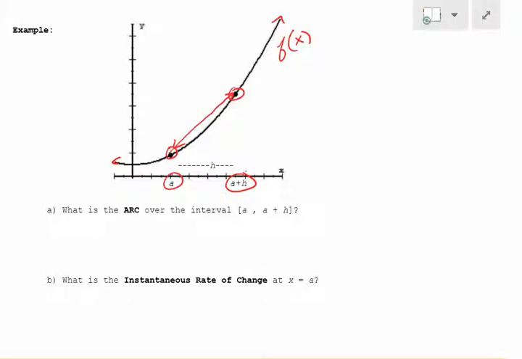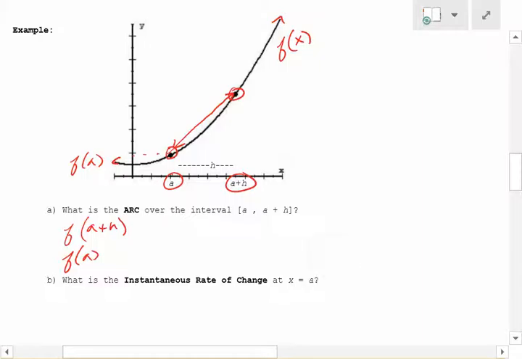What do you need to do to find the average rate of change between 2 points? We need the y values first, because the average rate of change is just the slope between 2 points. So we have f of a plus h. That's the other y value. And what's the other one? F of a. This height represents f of a, and this height right here represents f of a plus h. Exactly.